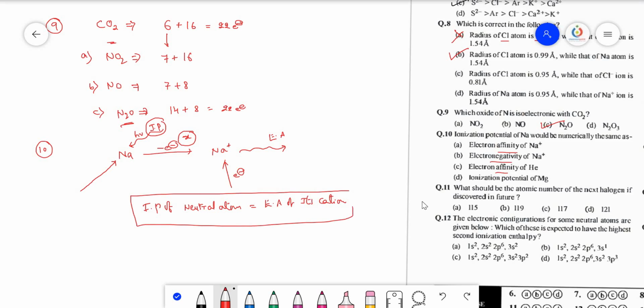This is the formula. So here the ionization potential of the neutral atom is equal to the electron affinity of its cation. The cation of Na is Na+. So option A is correct.